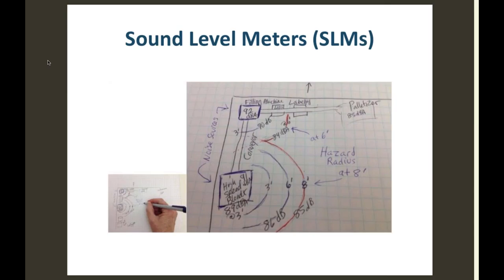They have used this sound level meter to take a radius of 3 feet, 6 feet, and 8 feet around, and they've measured how many decibels of noise in each of these areas. If you're outside of this area, people that work outside of it are exposed to less than the permissible exposure, and they don't have to have a hearing protection program. But if you're inside of that line, you have to have a hearing protection program.